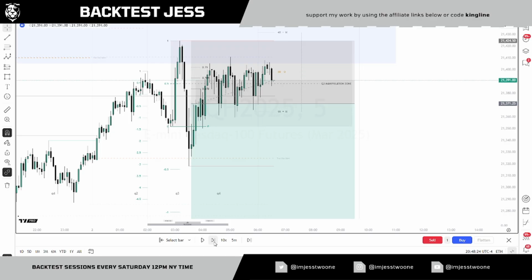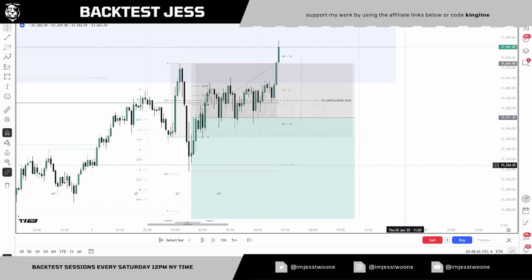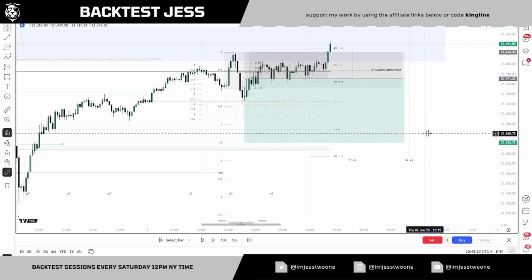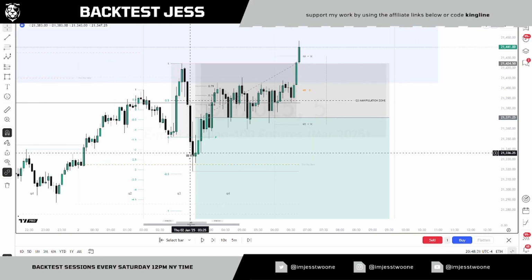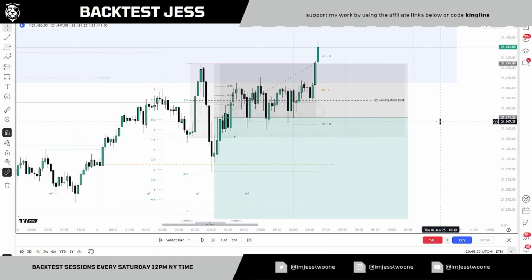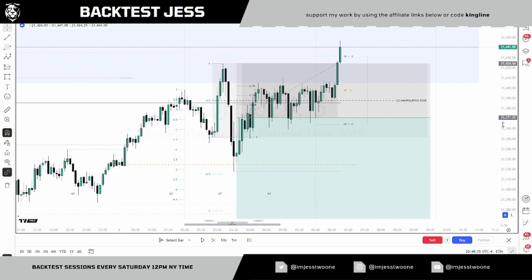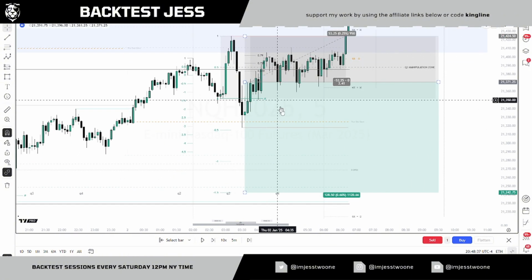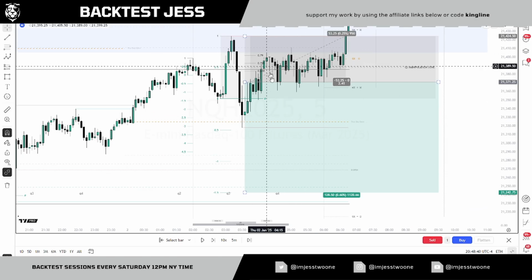Wow, this is crazy choppy. We're now, okay, there we go, stopped out. Okay, so hold on a second. 1, 2. All right, so I don't think technically we can track this because we don't have a confirmed 2 with 3. So we need the 3.